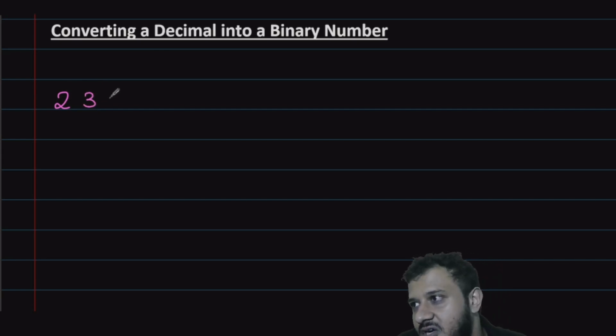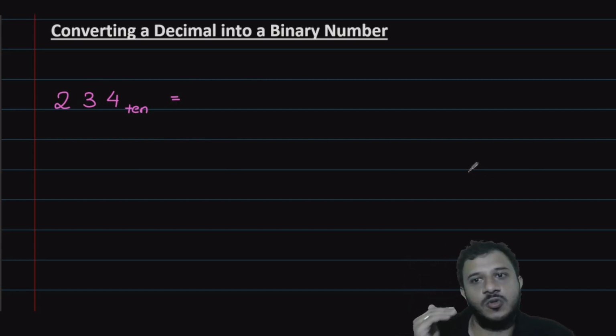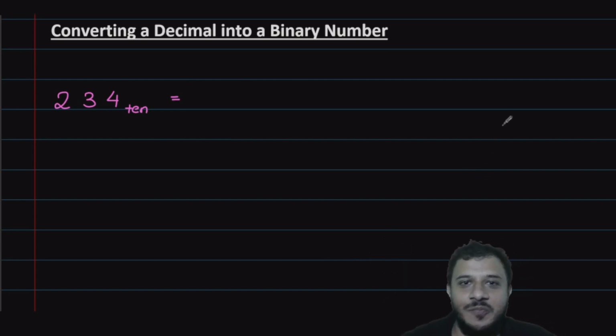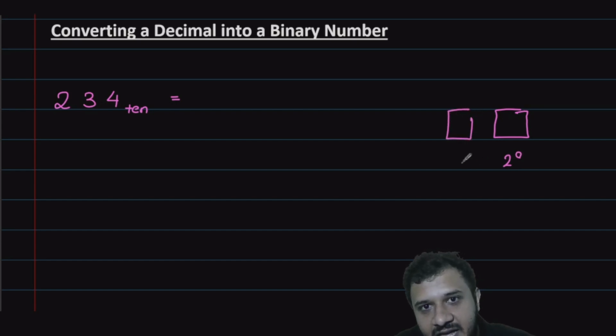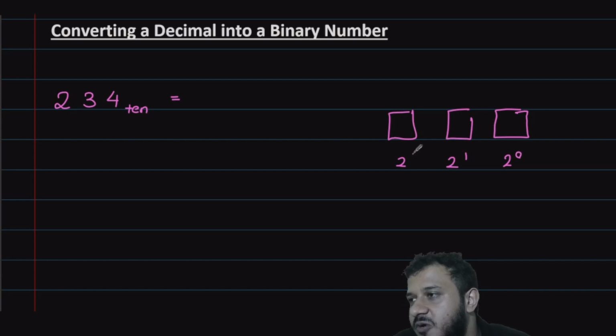Okay. Let's say that we got 234 base 10 and we wanted to convert it into binary. First, what you need to do is start to write down place values. Keep a box for each place value, starting from 1, but don't go above 234. So the first one is 2 to the power of 0, which is a 1. 2 to the power of 1 is 2, still less than 234. 2 to the power of 2 is 4, less than 234.